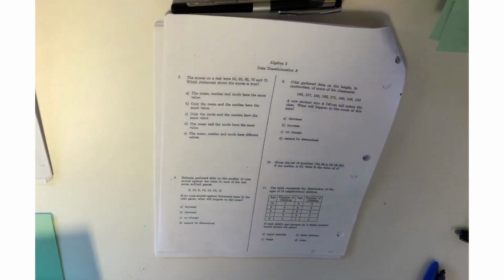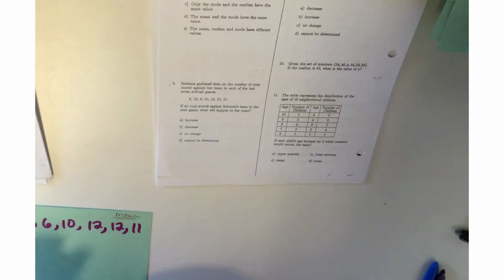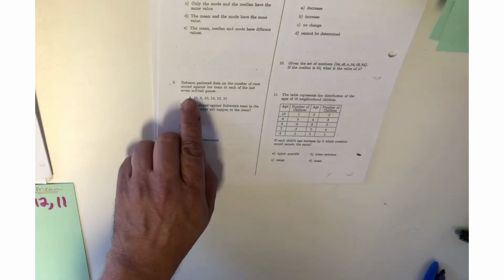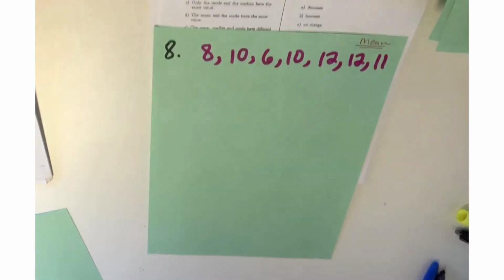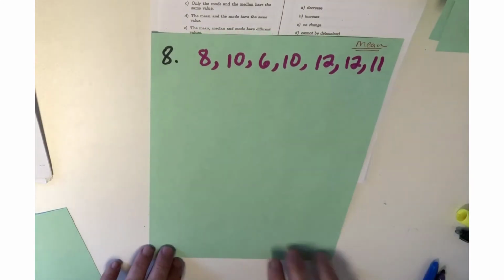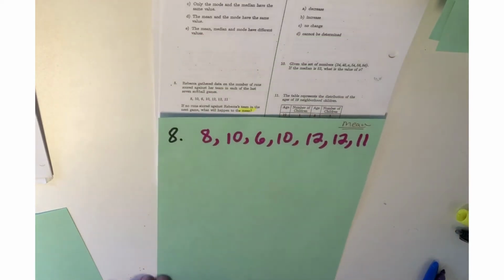Okay? Number 8, it reads that Rebecca gathered data on a number of runs scored against a team. And in the last 7 games, this is what the runs were: 8, 10, 6, 10, 12, 12, and 11. If on the next game, the 8th game, the team scored 0 runs, what will happen to the mean? Okay, well, the keyword is the mean. Here are my data points. That's a lot of runs, but then again, it's softball, right?